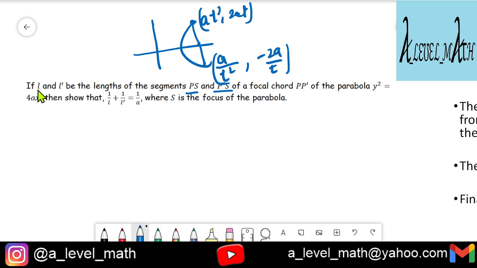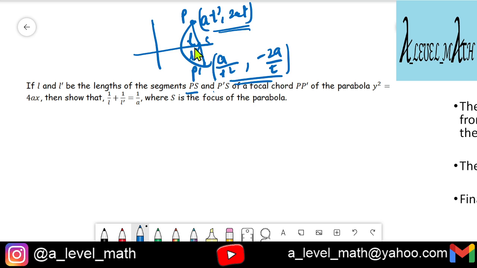So we are given that L and L dash are the lengths of these segments. If I assume this point to be P and this point to be P dash, and if this point is S, then this is the length L, this is PS, and P dash is L dash. So these are my two segments, this part is L and this part is L dash, and these form the focal chord PP dash, that's why these are the two points.